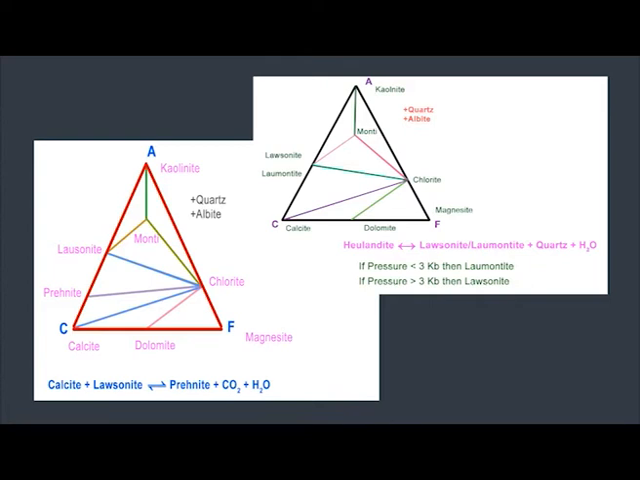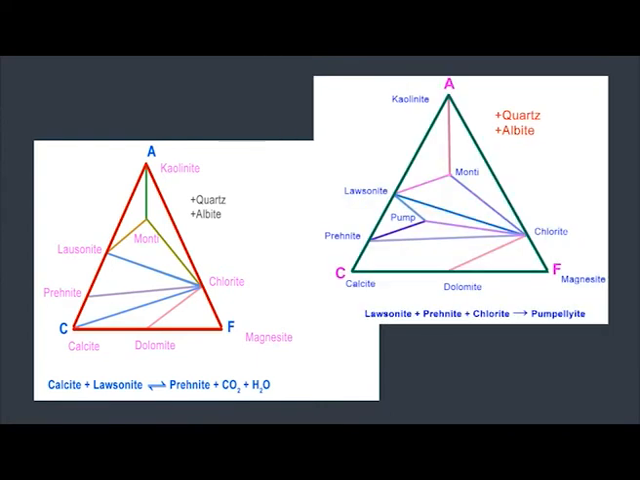Laumontite plus calcite give rise to prehnite plus quartz plus H2O plus CO2. This is followed by the formation of pumpellyite through reaction 5. Laumontite plus prehnite plus chlorite give rise to pumpellyite plus quartz plus water.